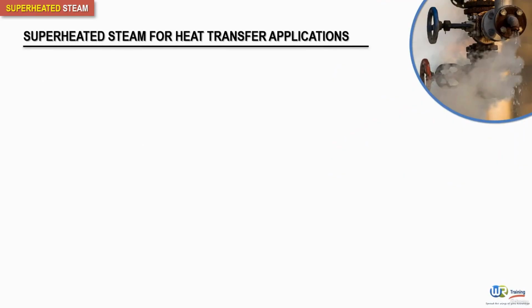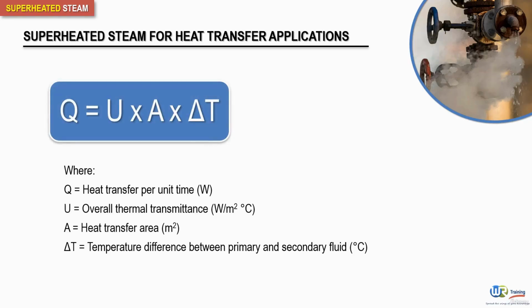Now, it is true that the temperature difference will have an effect on the rate of heat transfer across the heat transfer surface, as is clearly shown by the following heat transfer equation, where Q is the heat transferred per unit time, U the overall thermal transmittance, or simply the overall heat transfer coefficient, A the heat transfer area, and delta T the temperature difference between primary and secondary fluid. This equation also shows that the heat transfer will depend on the overall heat transfer coefficient and the heat transfer area.